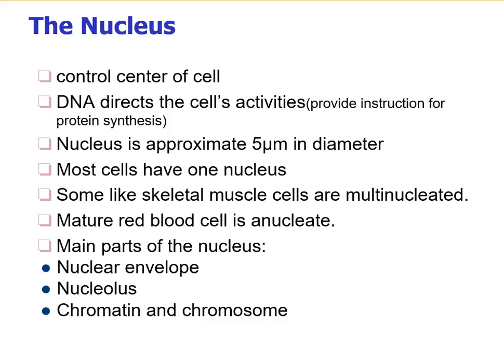Inside the nucleus, you find the genetic material, which is called DNA. DNA provides instruction for making proteins. The nucleus is approximately 5 micrometers in diameter, and most cells have one nucleus. There are some cells, like skeletal muscle cells, which have many nuclei. These cells are so long that you can find many nuclei under their plasma membrane.